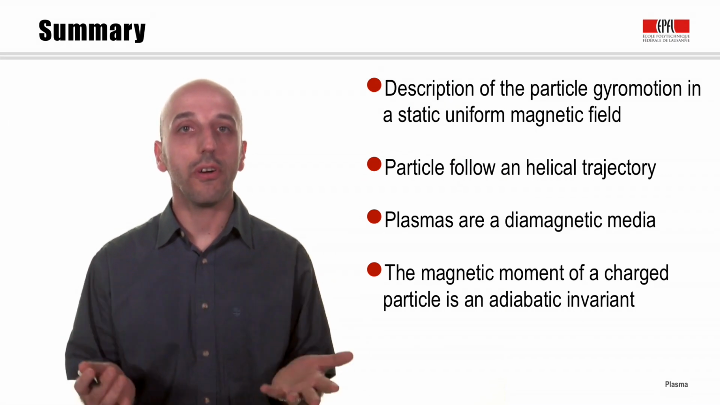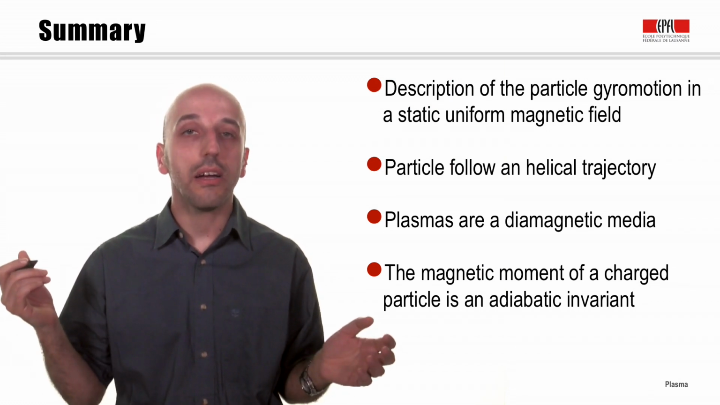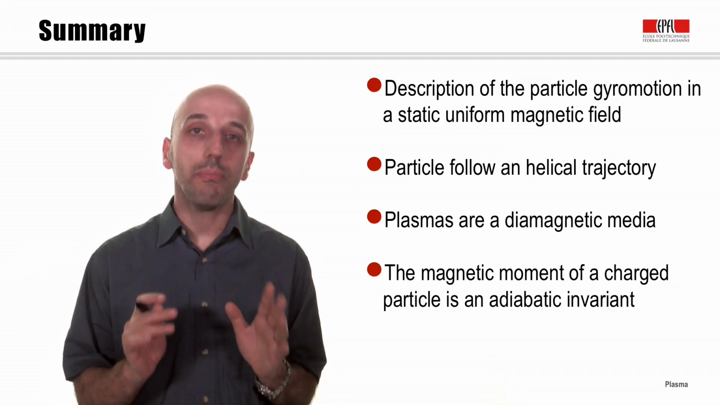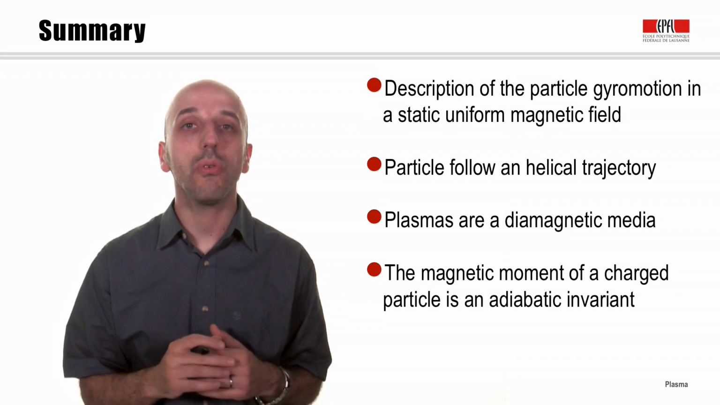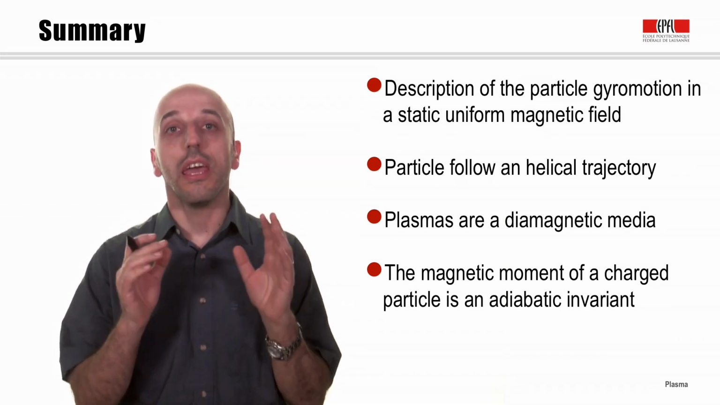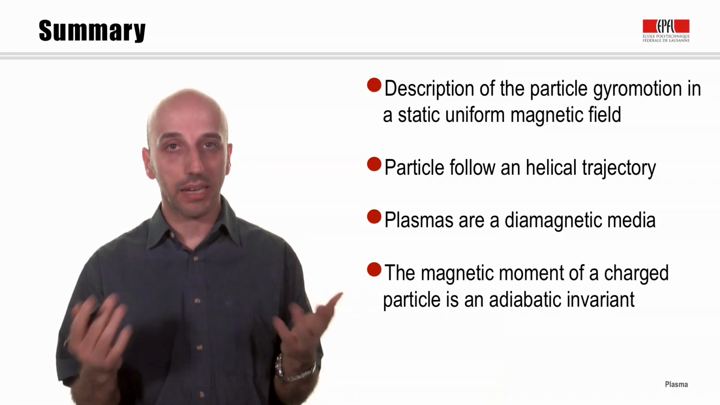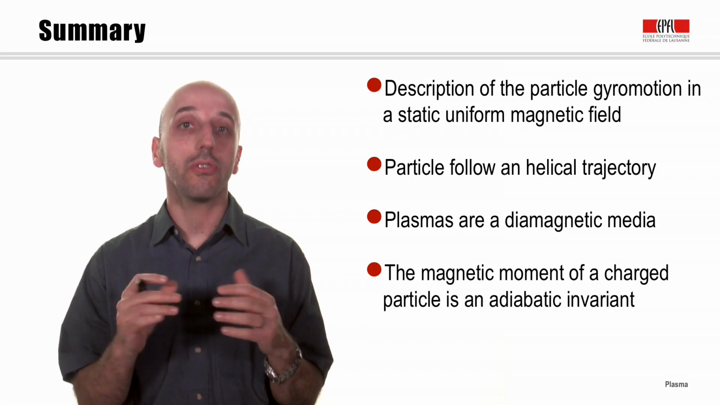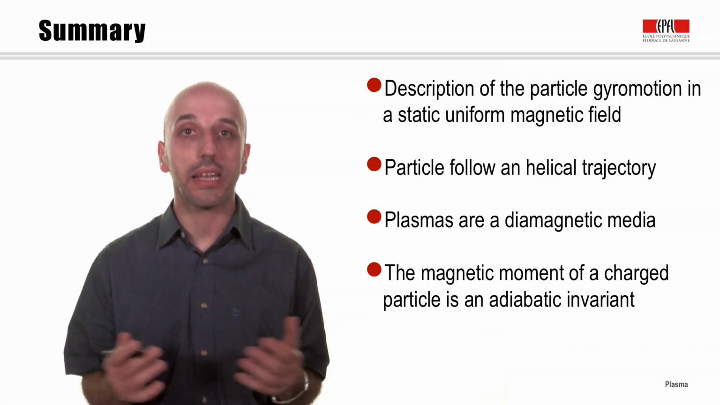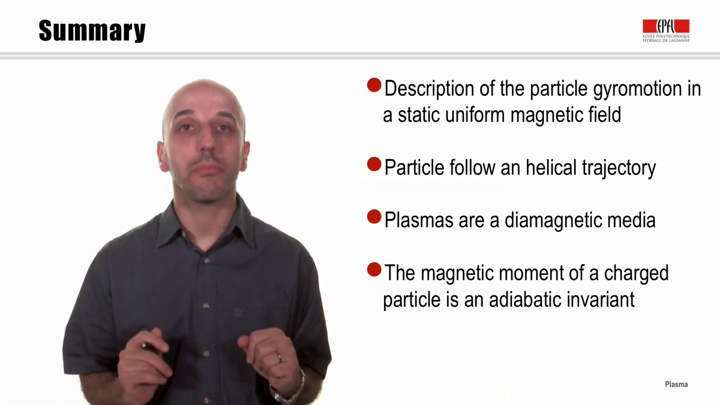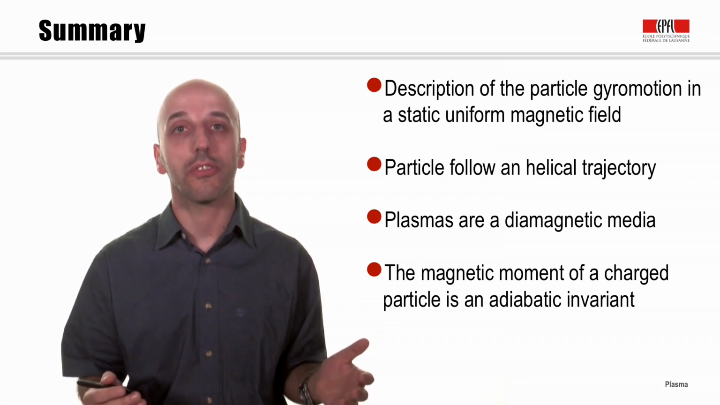In the present module, we have focused our attention on the trajectory of a particle in a fairly simple scenario, the one of a constant uniform magnetic field. We have pointed out that in this case the trajectory of the particle is helical. By looking at the trajectory of this particle, we have pointed out the magnetic properties of a plasma. In particular, we have shown that plasmas are magnetic media. We have also talked about the magnetic moment, and shown that it is an adiabatic invariant of the particle motion. In the next module, we will consider more complicated electric and magnetic fields, and we will look at the trajectory of charged particles in these.